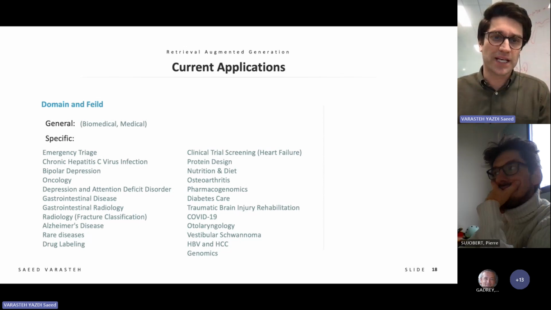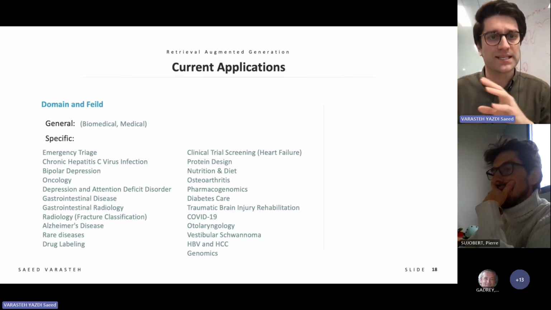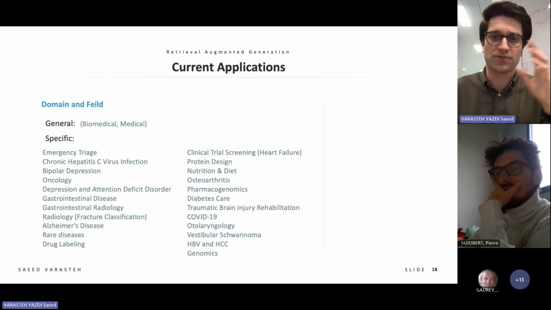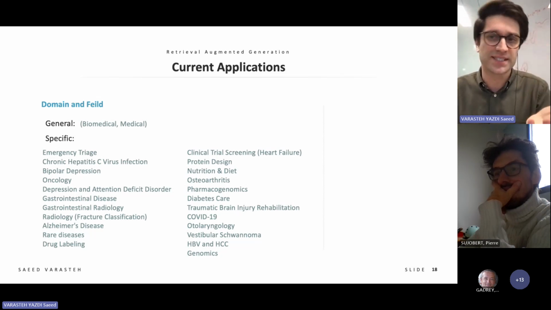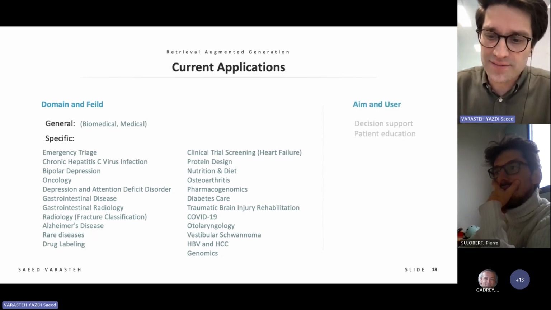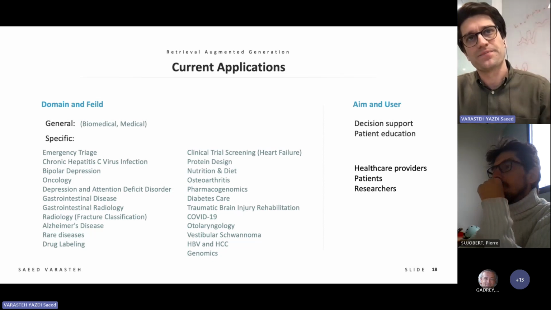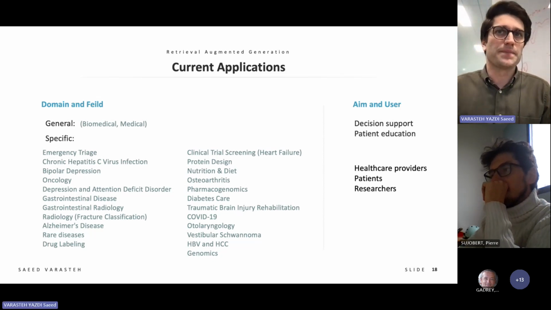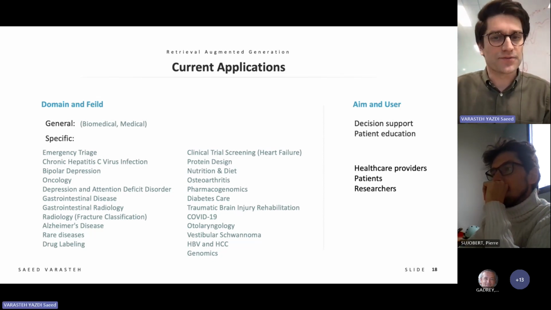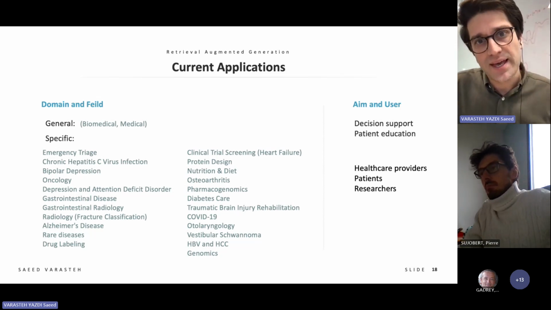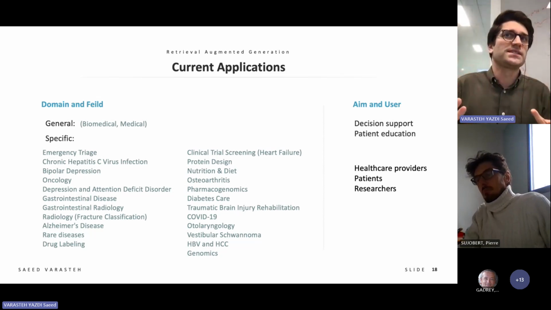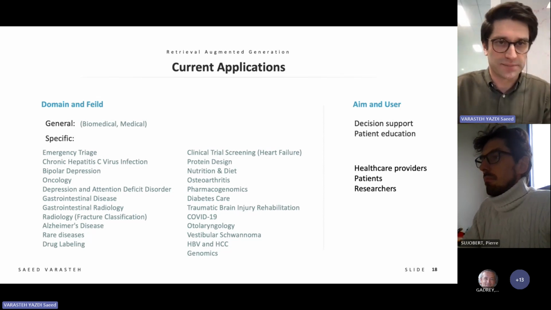We have seen many applications of RAG in many specific domains of medicine. For example, one for diabetes care, one for answering questions only on rare diseases. And when we look into these systems, most of them are created for clinical experts, for healthcare professionals, and they are going to use these systems as clinical decision support systems.